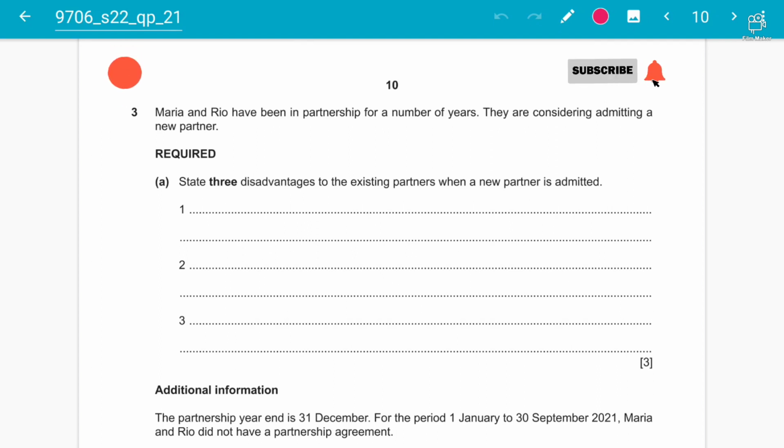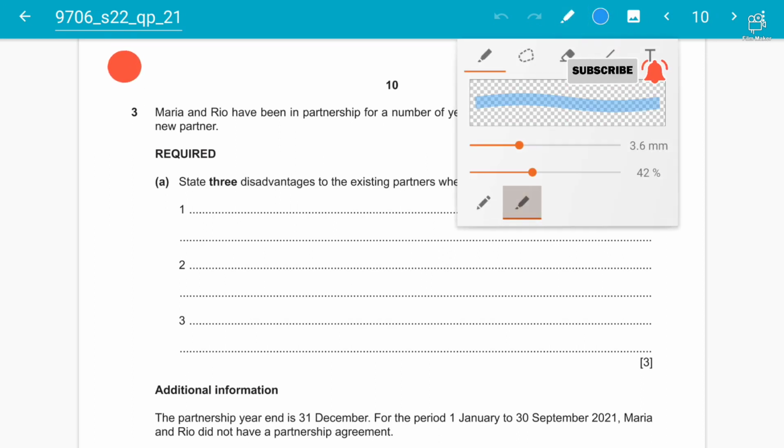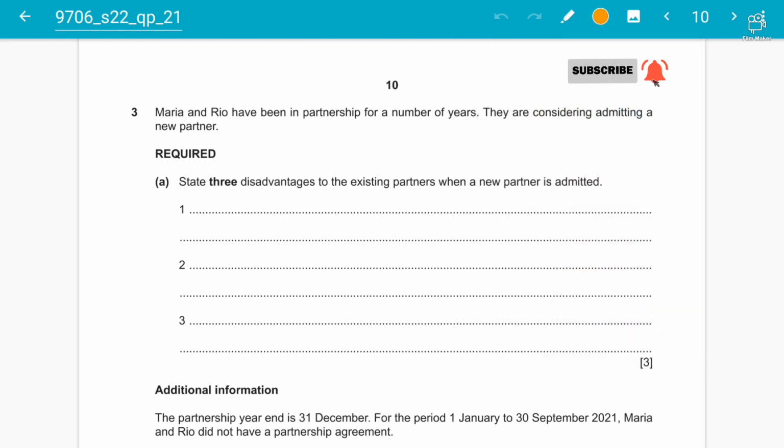So today we have got one of the recent questions of paper 2022 accounting 9706 AS accounting paper 2 variant 1. So let's talk about the partnership question for 15 marks that we are going to solve. It says that there is Maria and Rio. They have been in partnership for a number of years. They are considering admitting a new partner that is going to be Sarah. Okay, we'll talk about that.